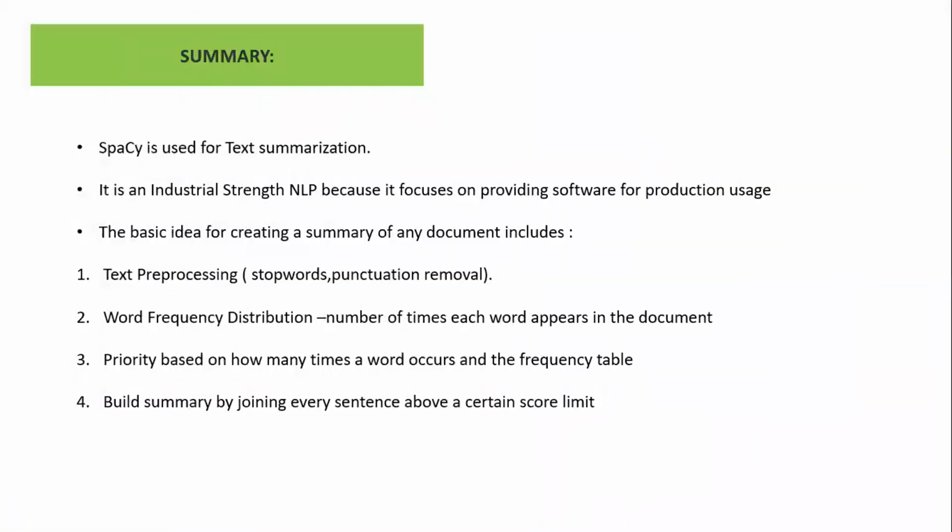Let's summarize what we have learned. spaCy is used for text summarization. It is an industrial strength NLP library because it focuses on providing software for production usage. The basic idea for creating a summary of any document includes text pre-processing, which is basically removing stop words and punctuation; word frequency distribution, the number of times each word appears in the document; priority based on how many times a word has occurred in a document, using the frequency table; and building the summary by joining each sentence above a certain score limit.